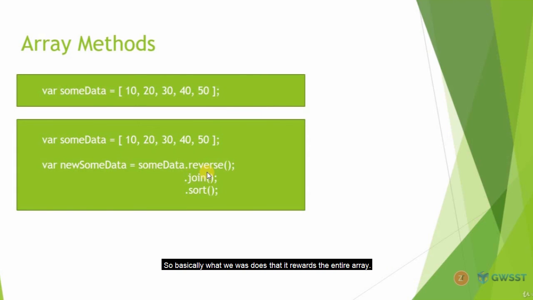So basically what reverse does is that it reverses the entire array in whatever manner it has already been stored. Join basically combines it into a string, and sort basically sorts it in the right way. Let me show you a real-time example.